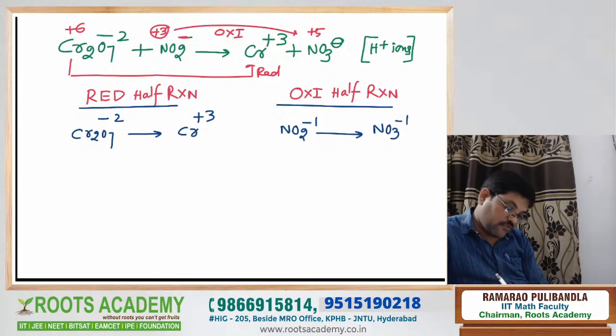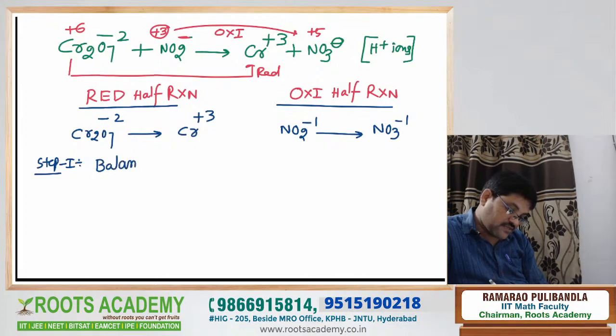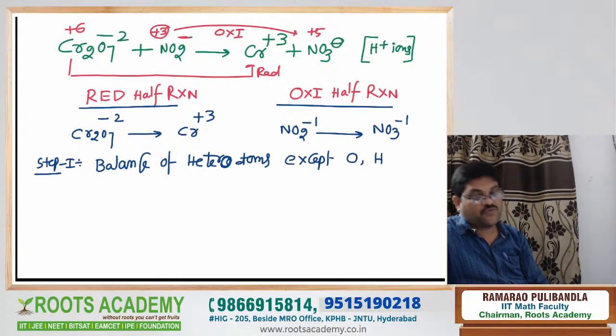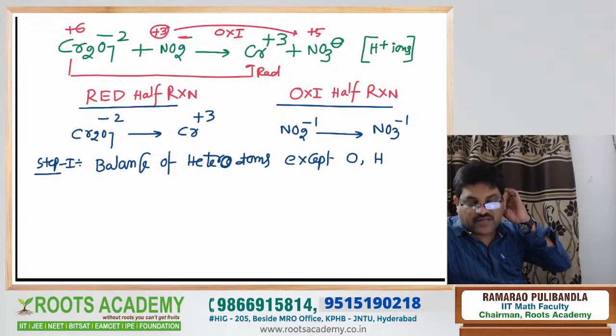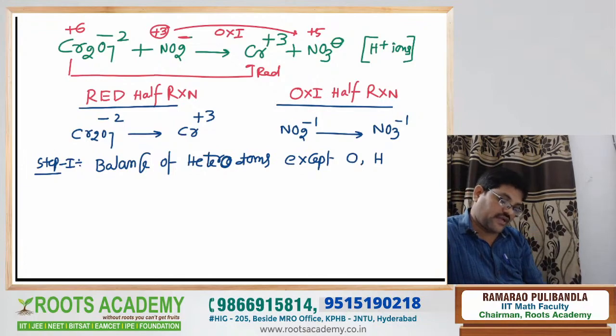Now, step 1. For the IPE 4 marks question, you write step by step. That is very important. Balance of heteroatoms, except oxygen and hydrogen. First point. For an objective question there is a shortcut, but for the IPE 4 marks question you can write step by step like this, and you get 2 marks, right?